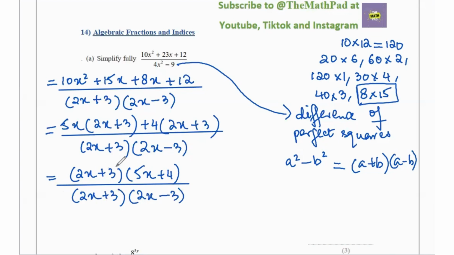As you can see, we have a 2x plus 3 in the numerator and denominator. So both get cancelled out. And that leaves us with 5x plus 4 over 2x minus 3. That is your fully simplified answer for this algebraic fraction.